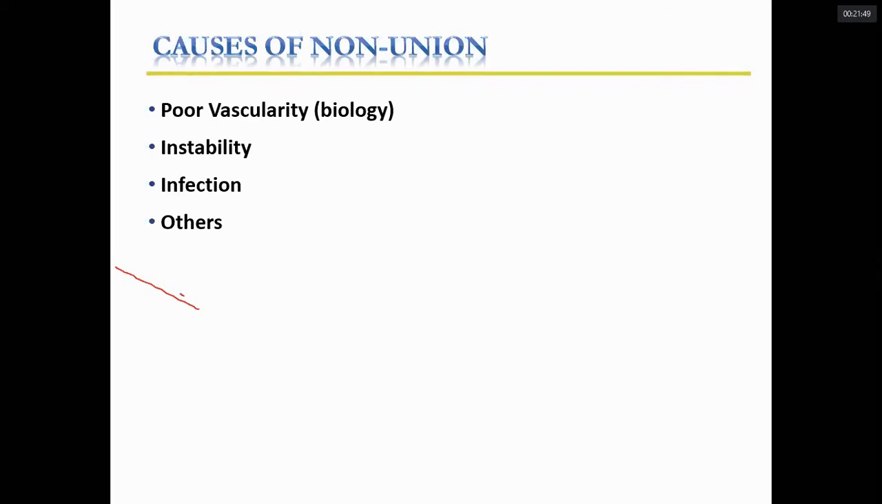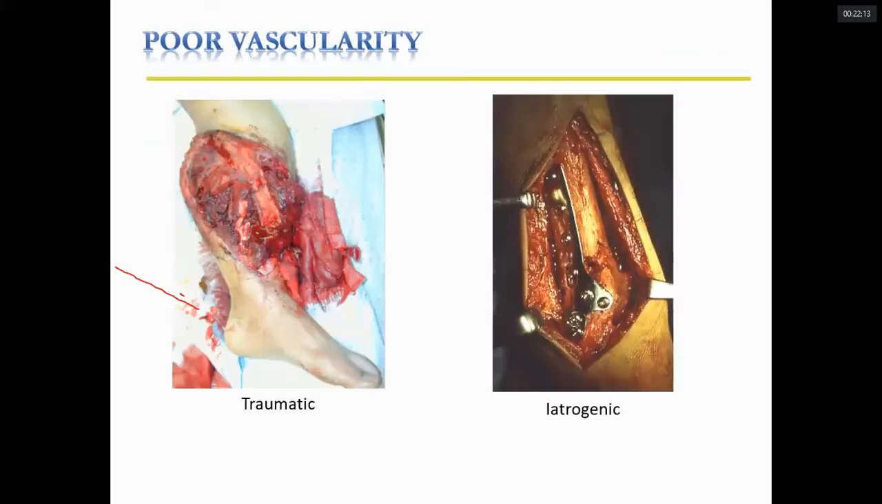Causes of non-union: poor vascularity, instability, infection, or there can be other causes. So why poor vascularity? What is the first stage of healing? Fracture hematoma formation, then granulation tissue. For hematoma to form, for granulation tissue to come, for angiogenesis to happen, there should be an adequate amount of vascularity. So if there is an open fracture, such a devastating injury, all the soft tissues around the fracture will have poor vascularity, and this fracture is very much likely to go into non-union.